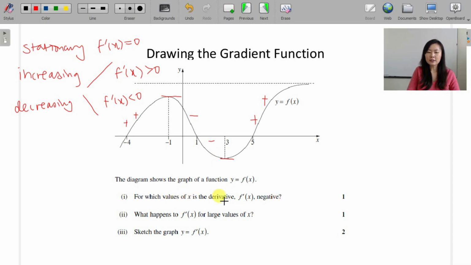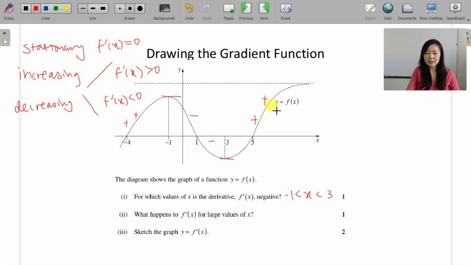It goes for what values of x is the derivative, so the gradient, negative? We've already marked negative in that section. So x is in between -1 and 3, not inclusive, because at -1 and 3, they're stationary. It's equal to 0.